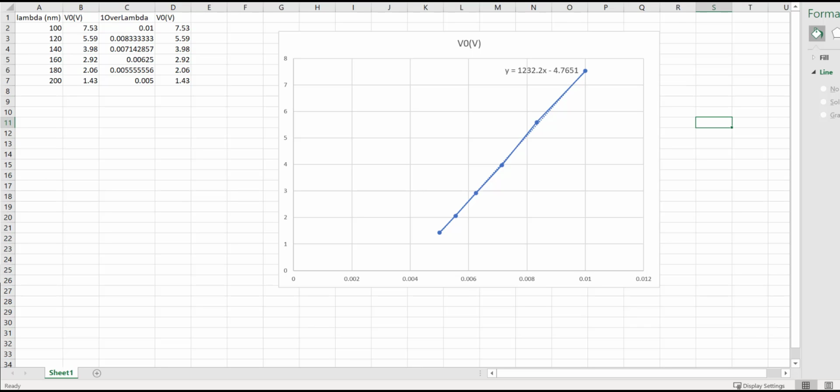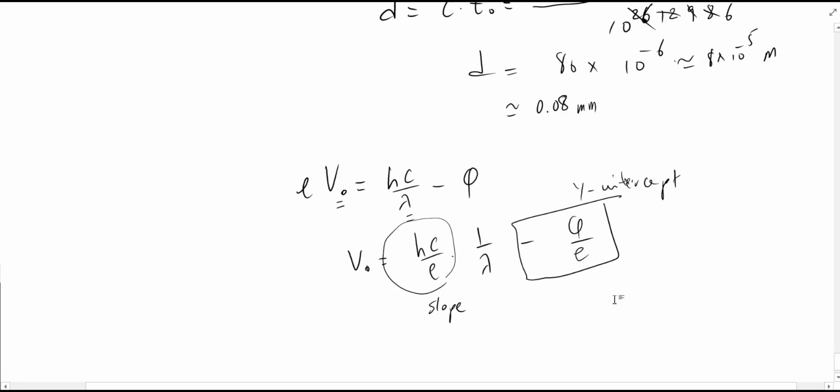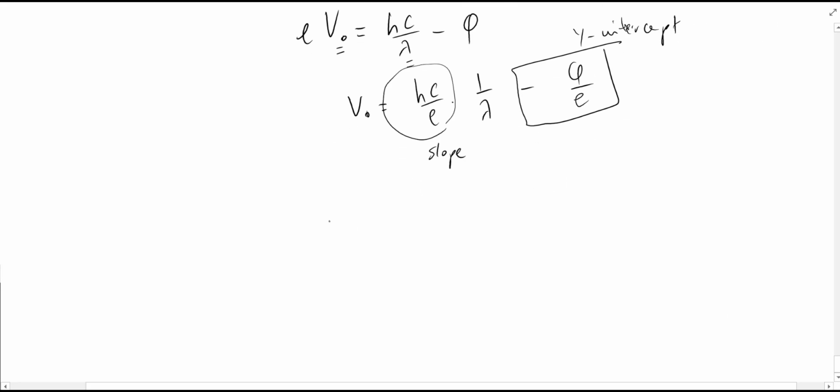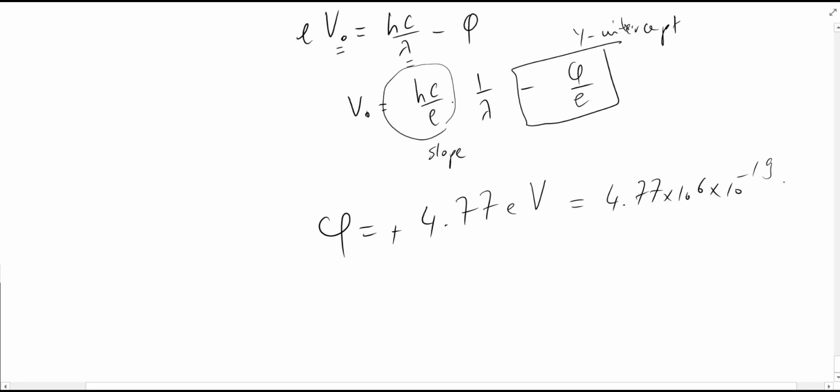So the stopping voltage in here, what is my notes in here? So it's exactly, so phi is negative, no, it's positive because the negative is included already in the formula, 4.77 electron volts, okay? Because this is an energy. But if I want to find it actually in energy in joules, I have to multiply it by 1.6 times 10 to the negative 19 joules.